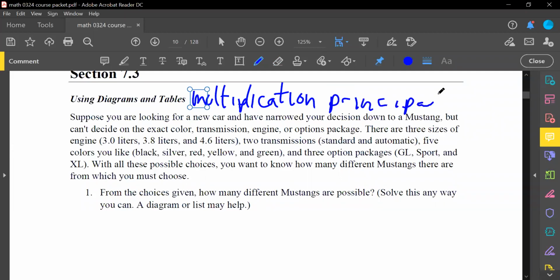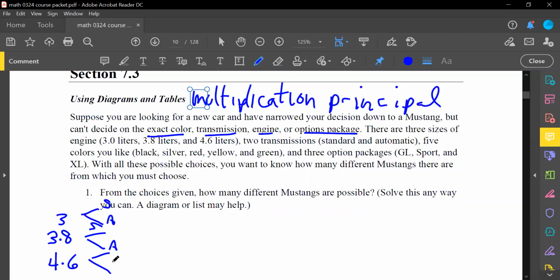They have this problem here where you're looking for a new car, and you've narrowed your decision down to a Mustang, but you can't decide on the exact color, transmission, engine, or options package. There are three sizes of engine: 3 liters, 3.8 liters, and 4.6 liters. And 2 transmissions, so I can get each of these in standard or automatic. If you think about it, for each one of the liters, I have 2 more choices. So basically, I have a total of 1, 2, 3, 4, 6 choices now.